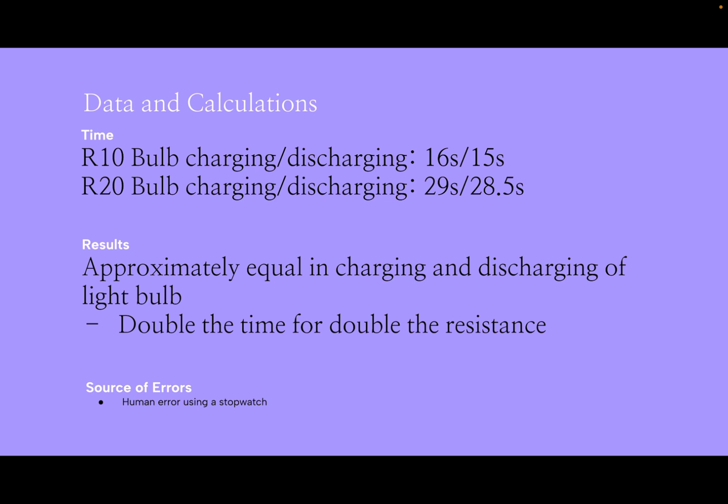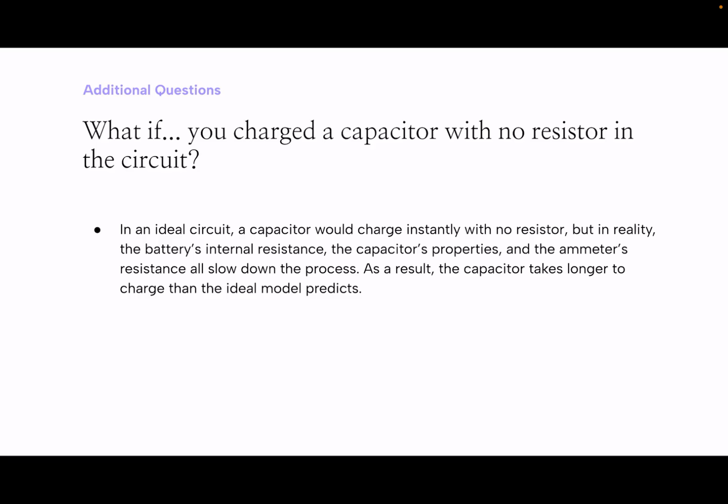But essentially, for the R10 bulb, for the charging and the discharging time, we got 16 seconds and then 15 seconds. And for the R20 bulb, for charging and discharging, we got 29 seconds and 28.5 seconds. So essentially, there was approximately equal timing in charging and discharging of the light bulb, but it was double the time for double the resistance, which did make sense.